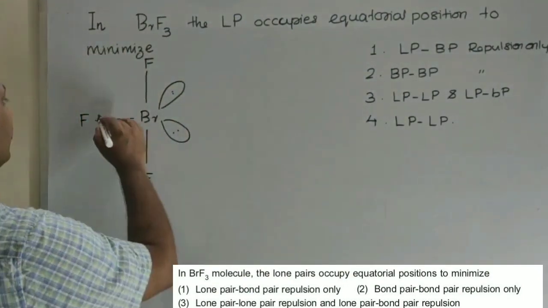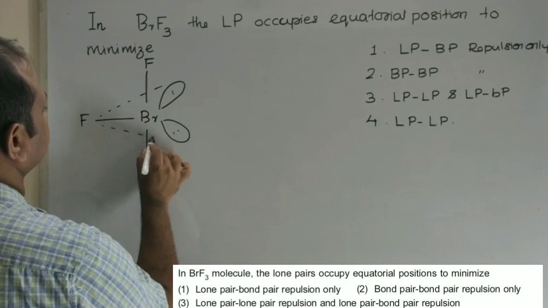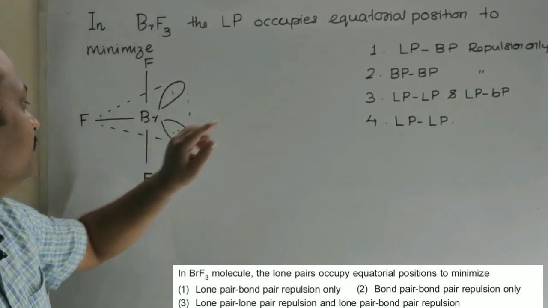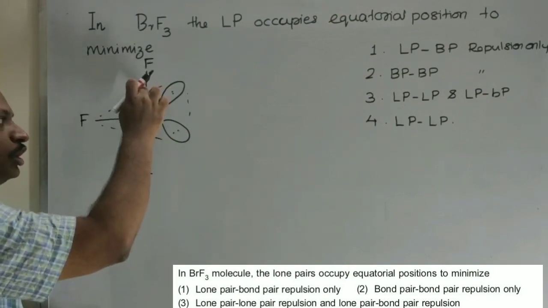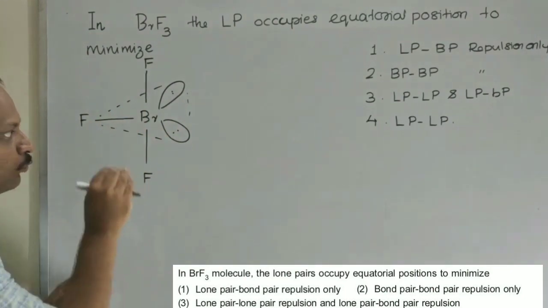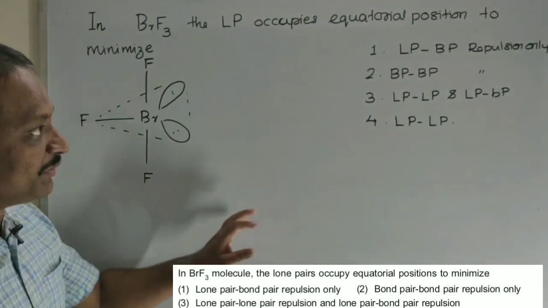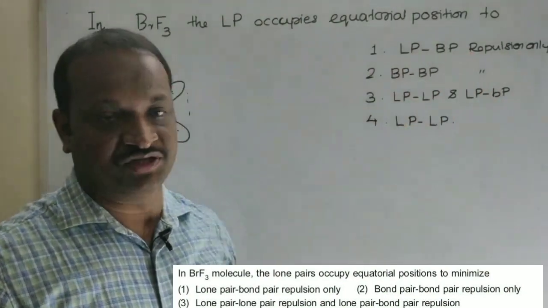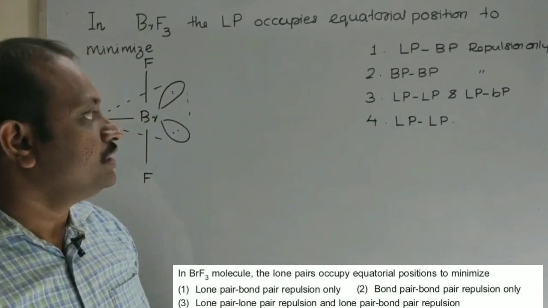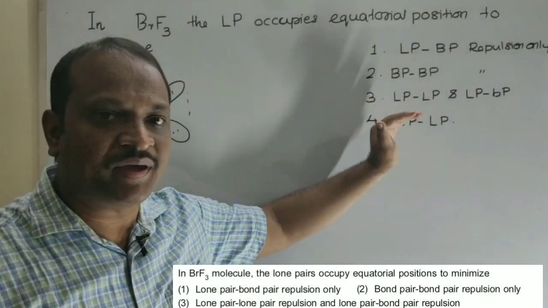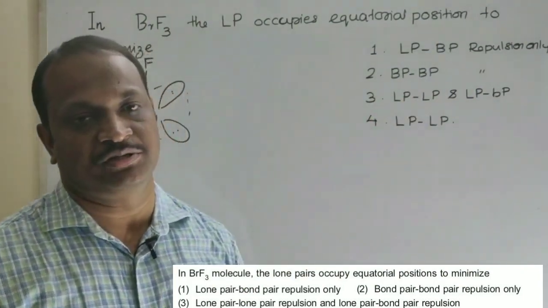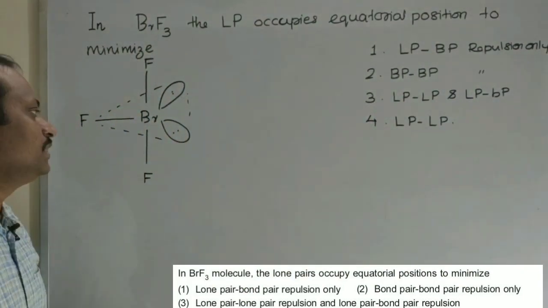And what type of repulsion is there? See, the lone pair occupies equatorial. These two bonds are called axial, and obviously this is equatorial only. And why does it occupy here? To minimize lone pair and lone pair repulsion, and lone pair bond pair repulsion. So please try to understand.